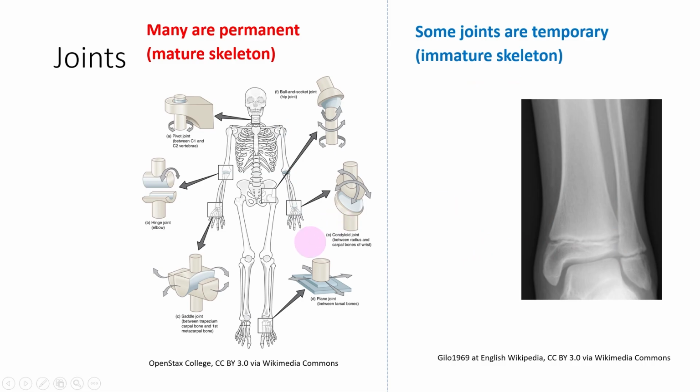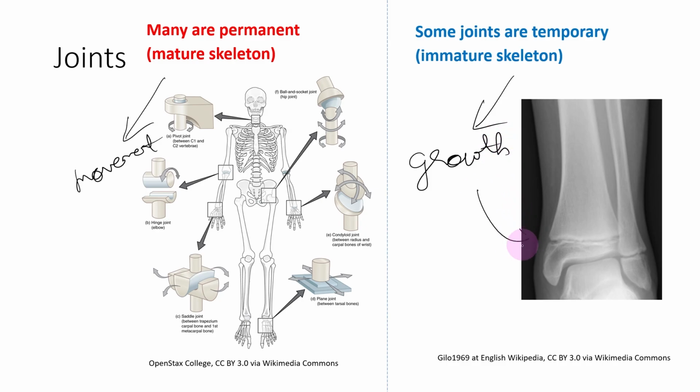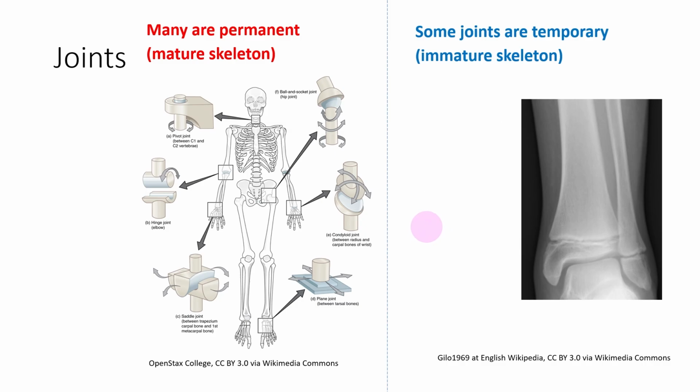From a functional context, you can think that joints essentially provide opportunity for movement. But in some cases, like these temporary joints, these are essential for growth. This is called the physis or the epiphyseal plate, and that is essentially important for growth. So these are two functions that you can think about joints.